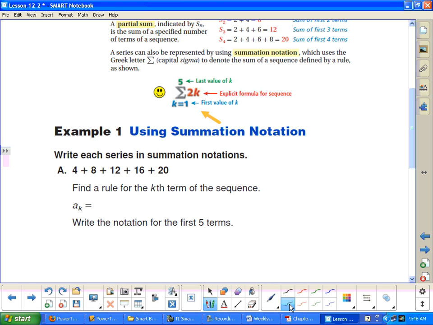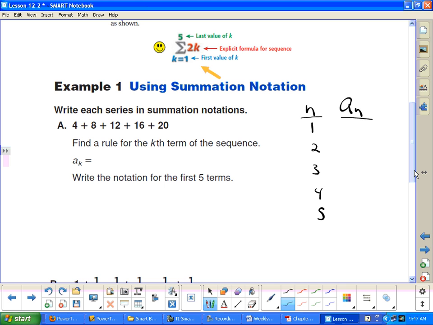So we're going to look at what letters we were using yesterday. N is my term number, and a sub n would be my term value. So how many terms do I have here? 5. So we have 1, 2, 3, 4, 5. And then we have the numbers 4, 8, 12, 16, and 20. What I want to know is, what is the relationship that gets me from n to a sub n?